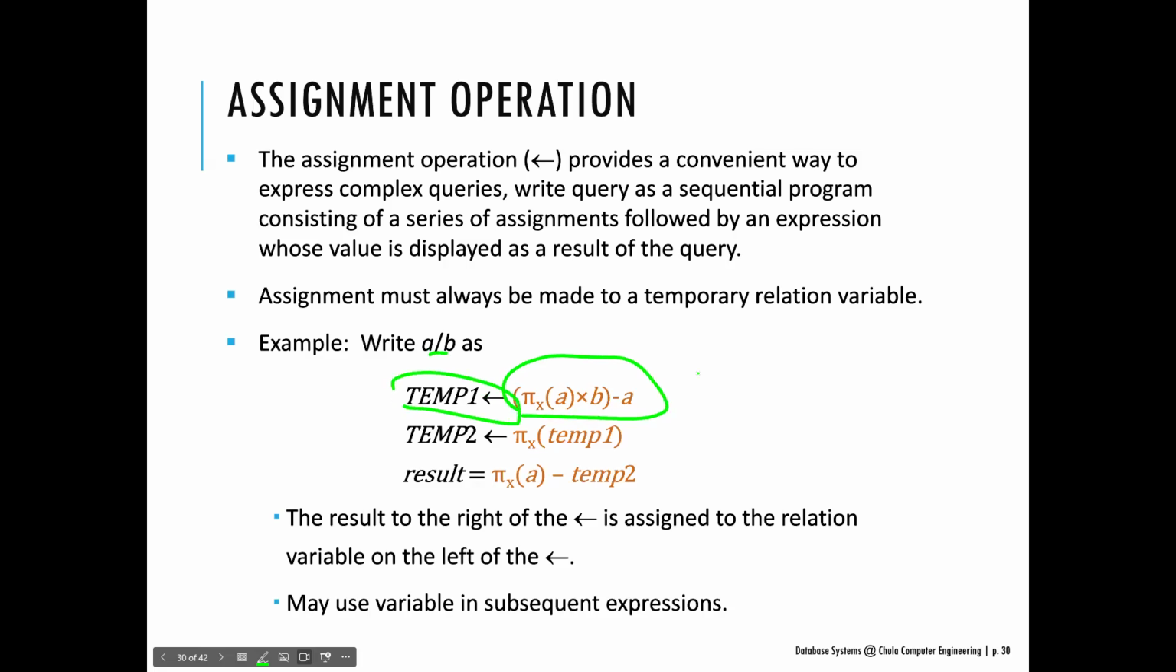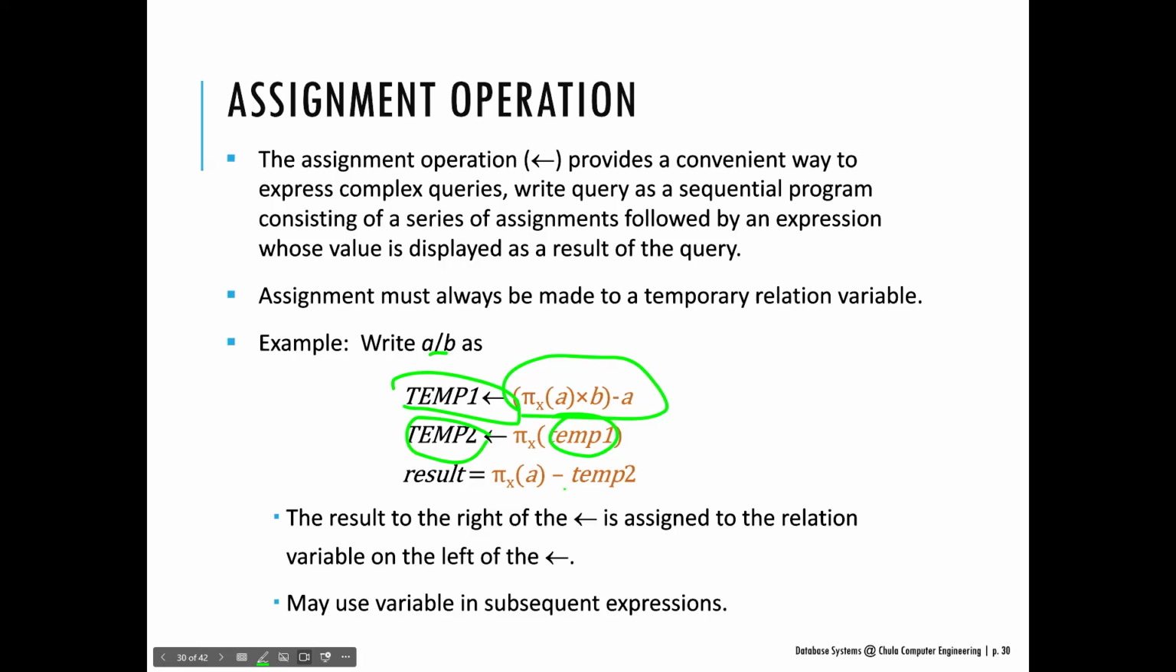It doesn't matter what is on the right, but you take the result from whatever is on the right and keep it in a relation called term 1 on the left here. And then the usefulness of it comes later where you use term 1. Now you can use the name term 1 because you already created a relation called term 1. And then I said, well, from term 1, I want to project X and keep it in term 2. So you create another relation called term 2.